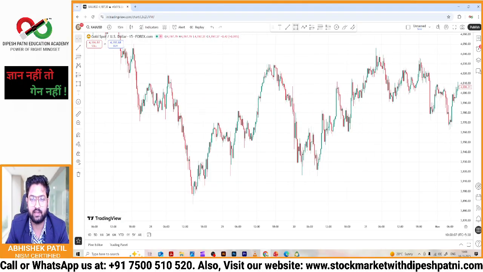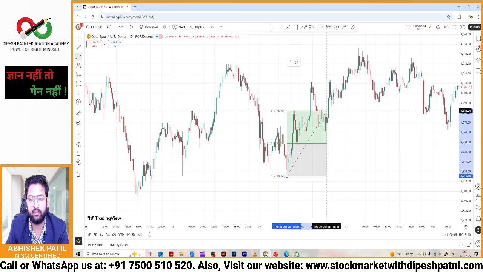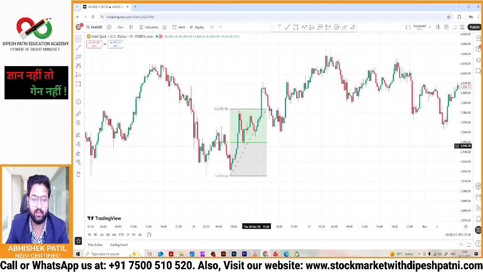Okay, for an example, from here to here, if you draw premium and discount from this low to this high, then we can accept an equilibrium zone at the 0.5 level. Okay, see, this is equilibrium, right? So whenever the price touches the equilibrium, reaches the next high and breaches the next high, then we can say that it is a valid break of structure.